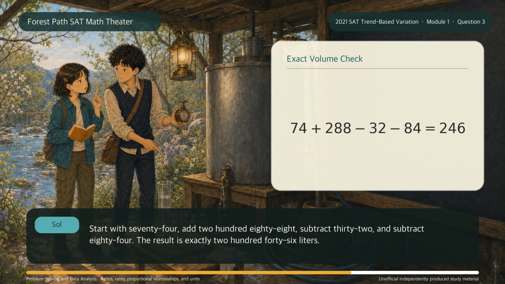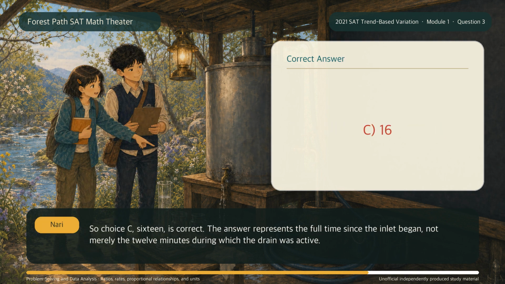Start with 74, add 288, subtract 32, and subtract 84. The result is exactly 246 liters. So choice C, 16, is correct. The answer represents the full time since the inlet began, not merely the 12 minutes during which the drain was active.